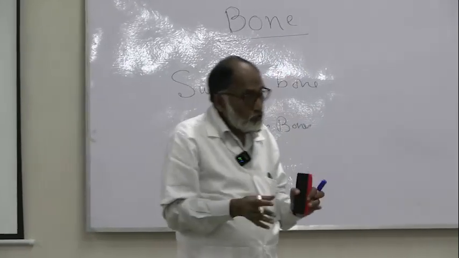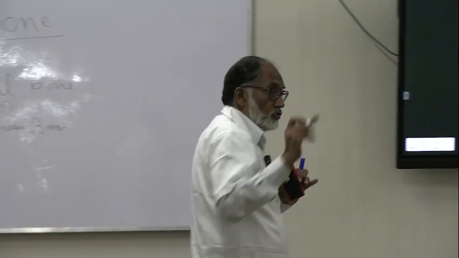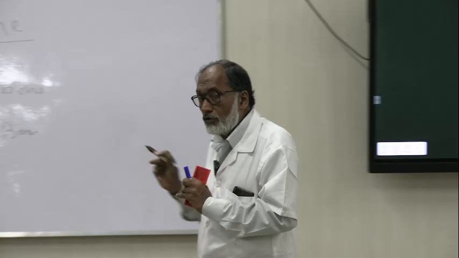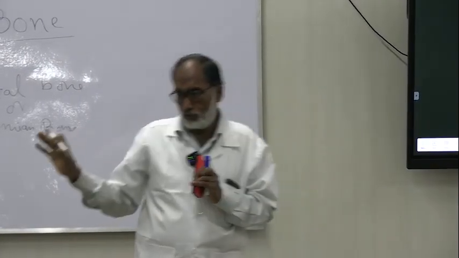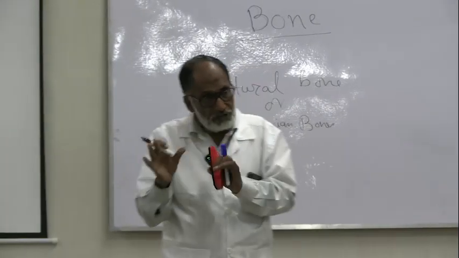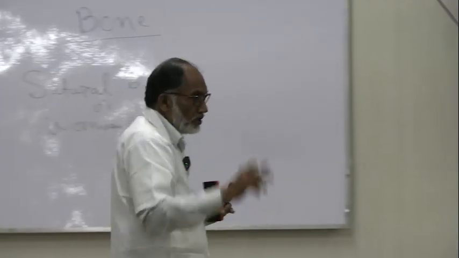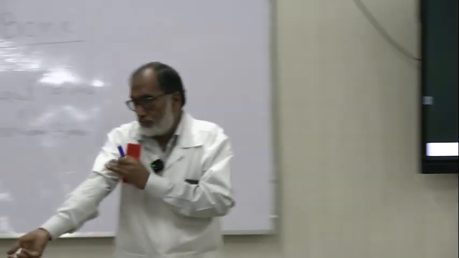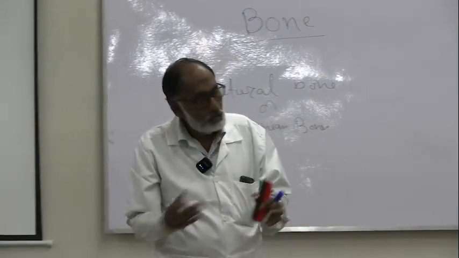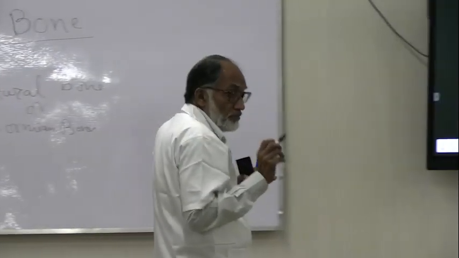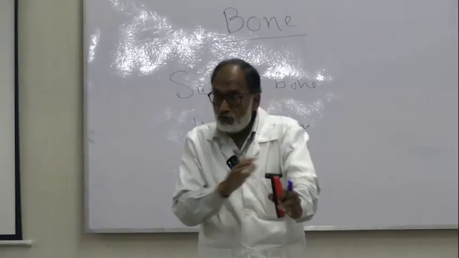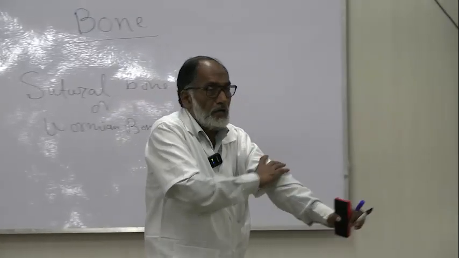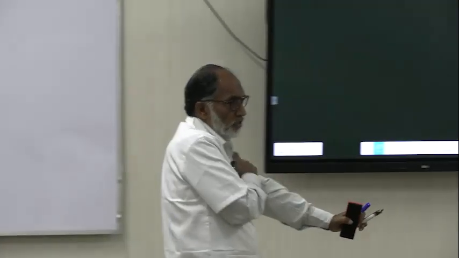Now, long bones are again divided into three: typical long bones, miniature long bones, and modified long bones. Typical long bones, examples are radius, ulna, humerus, etc. Miniature long bones. Actually, a typical long bone has two ends and one shaft.